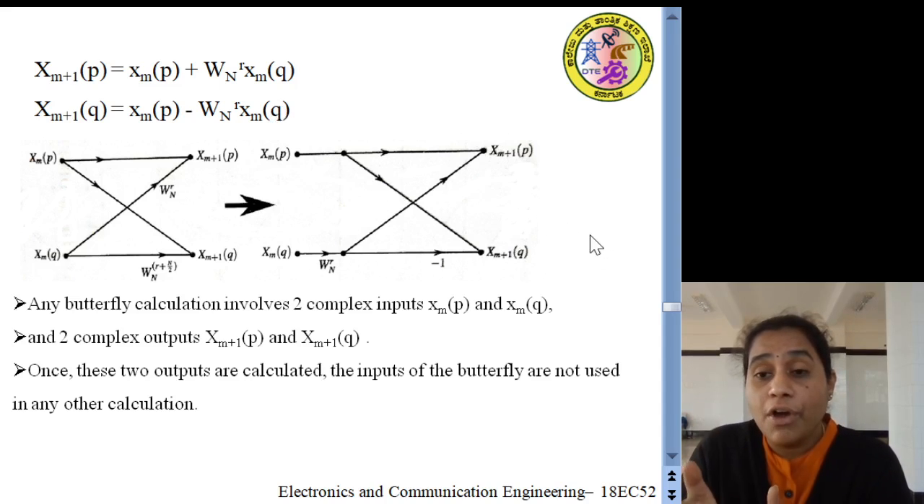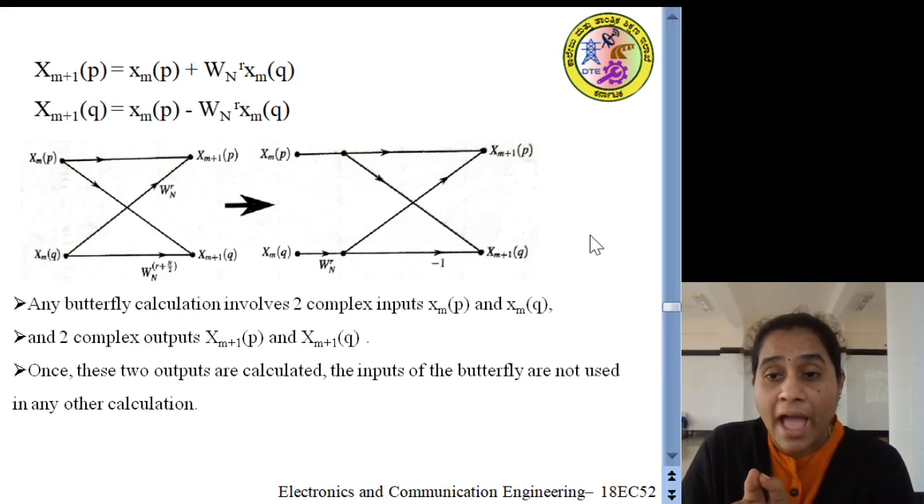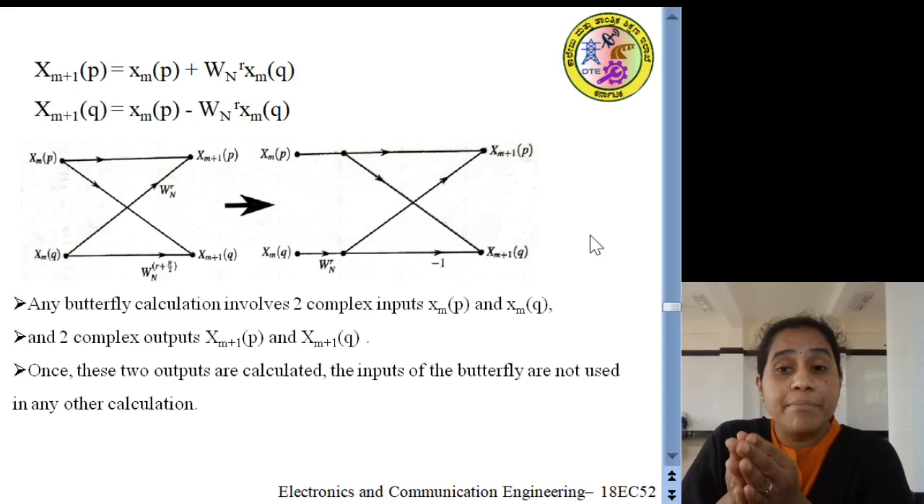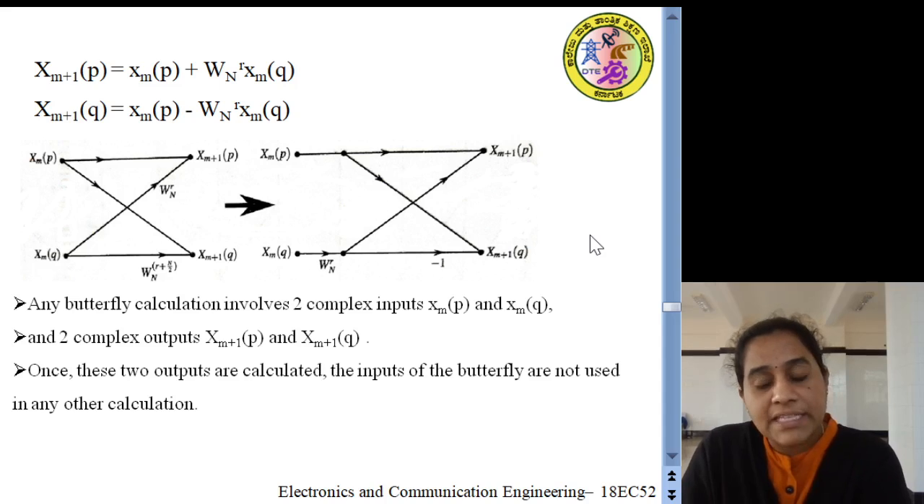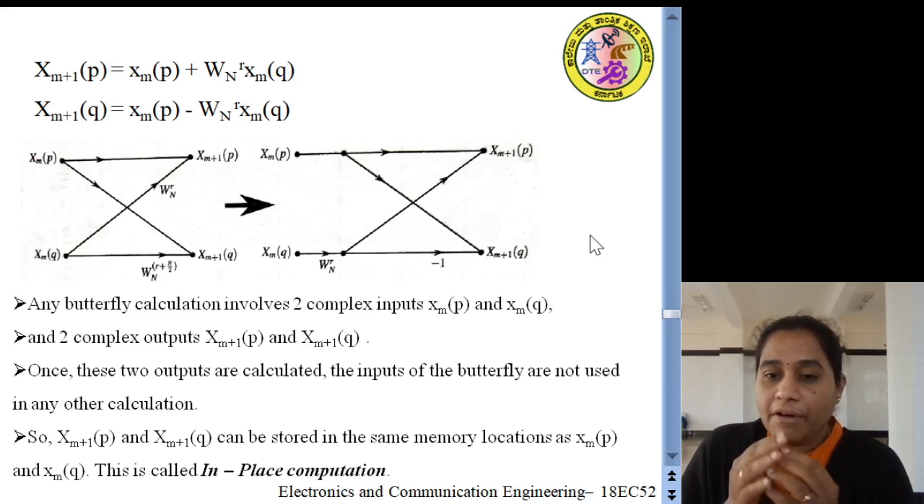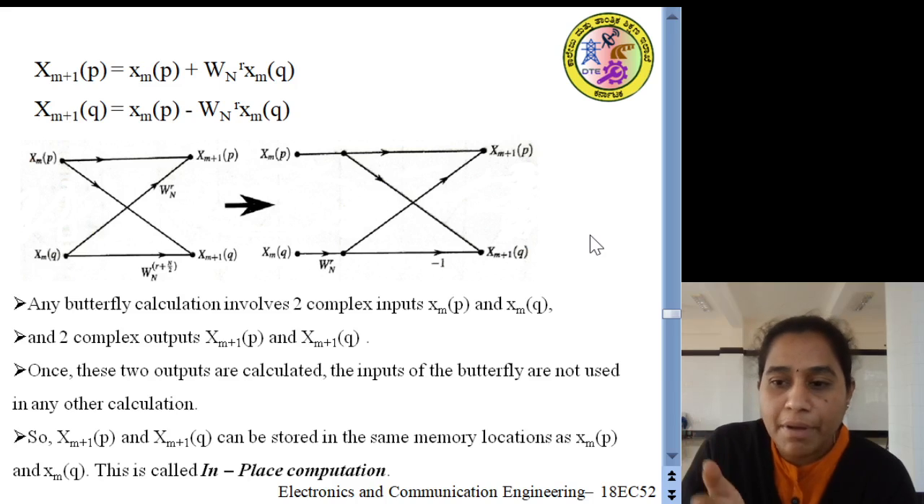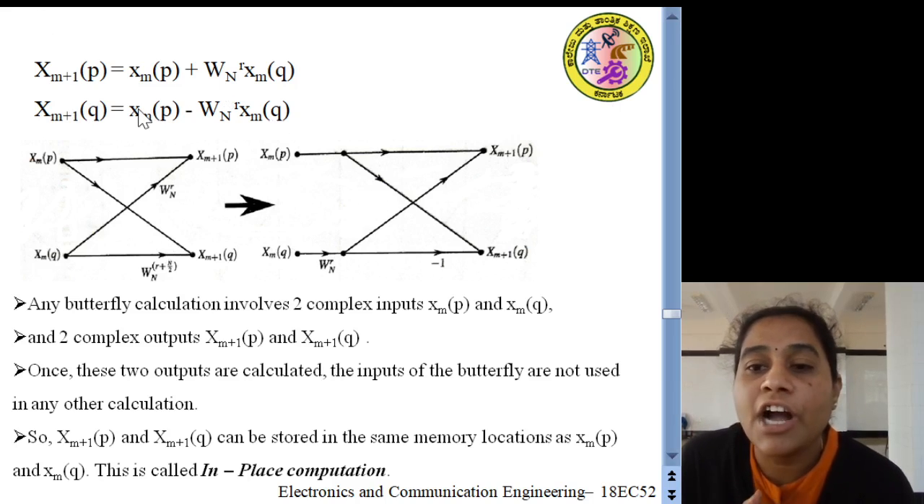So this is how we can use in-place computation. That leads to a reduced memory requirement. This is the main advantage of our FFT algorithm. The same thing is applicable for the DIF FFT algorithm. So our x_(m+1) of p and x_(m+1) of q can be stored in the same memory locations as the inputs x_m of p and x_m of q. This is called in-place computation.